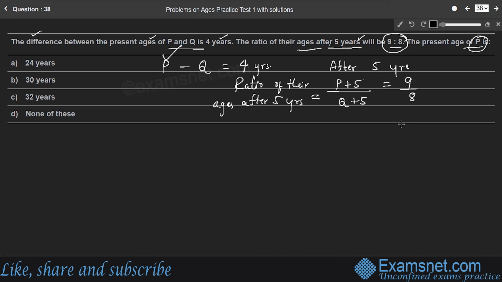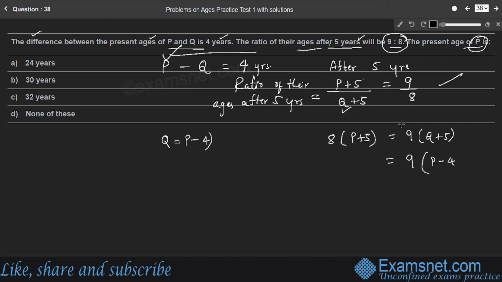What is the value of P here, right? So here we'll express Q in terms of P, since we are going to find the value of P. Consider this equation: 8 into P plus 5 is equal to 9 into Q plus 5. Here we'll write Q as P minus 4, since P minus Q is 4 years, so Q is equal to P minus 4, right?